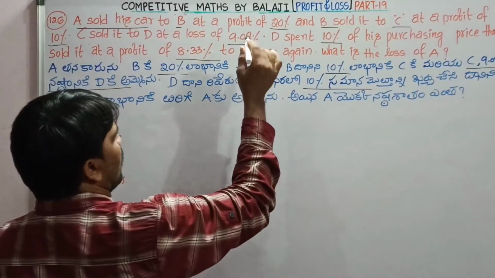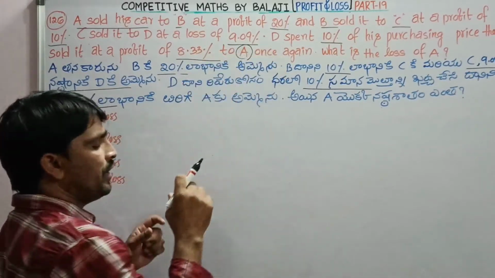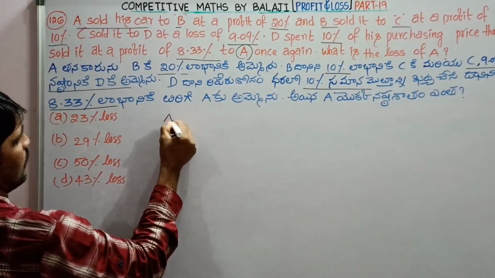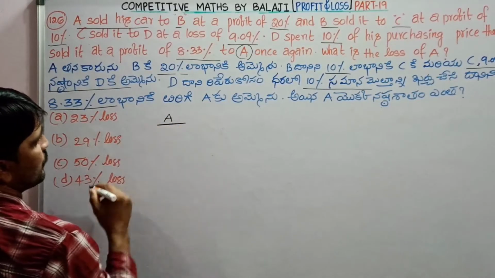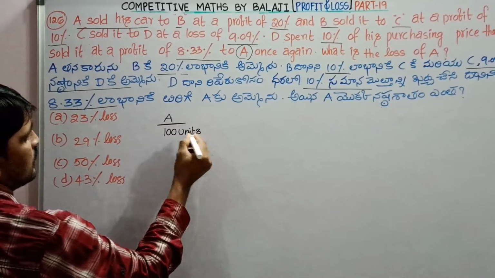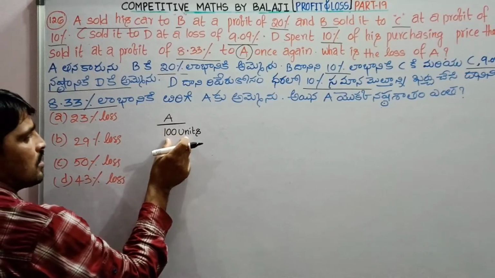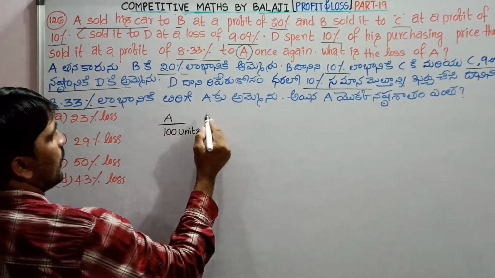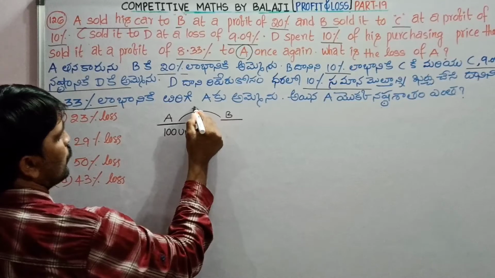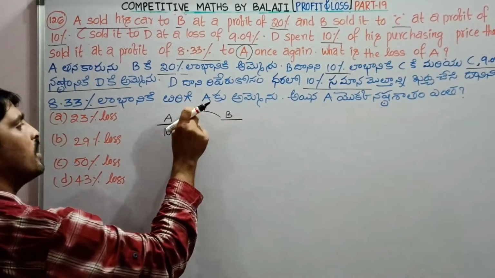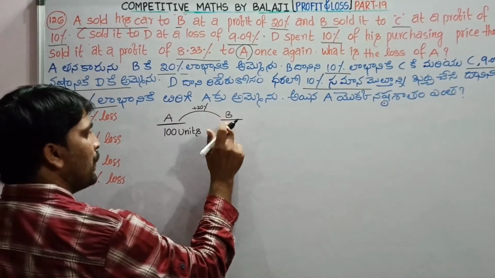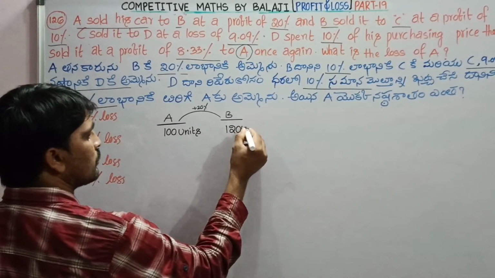Since the car is again returned to A, we don't use the ratio method here. Let us say that the purchase price of A is 100 units, that is, A's cost price on the car is 100 units. Now A sold to B at a profit of 20%. 20% profit means for every 100, 20 rupees is gain. So the selling price of A, or cost price of B, is 120 units.